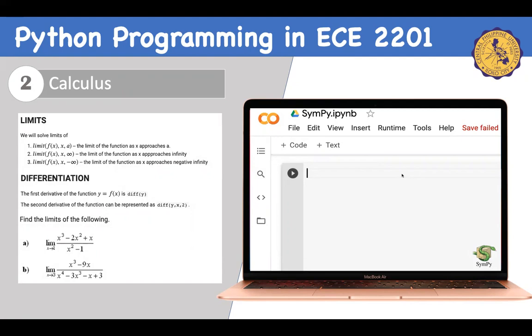Now to take the derivative of the function, you can say diff. diff is the derivative of a function. For the second derivative of the function, you can say diff of the function with respect to x, to the second order. That's the derivative of the function of variable x to the second order. That's how differentiation works in symbolic mathematics. Now, let's try to solve this one. We will be solving limits here.